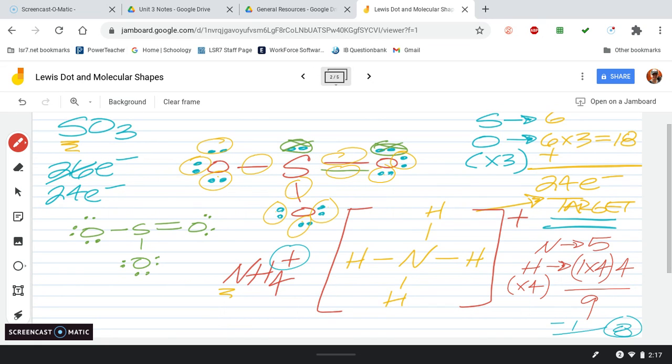So I think I'm going to pause it here. 3 practice problems for you should be good. You don't always have to add bonds, but you do always have to check the target numbers.